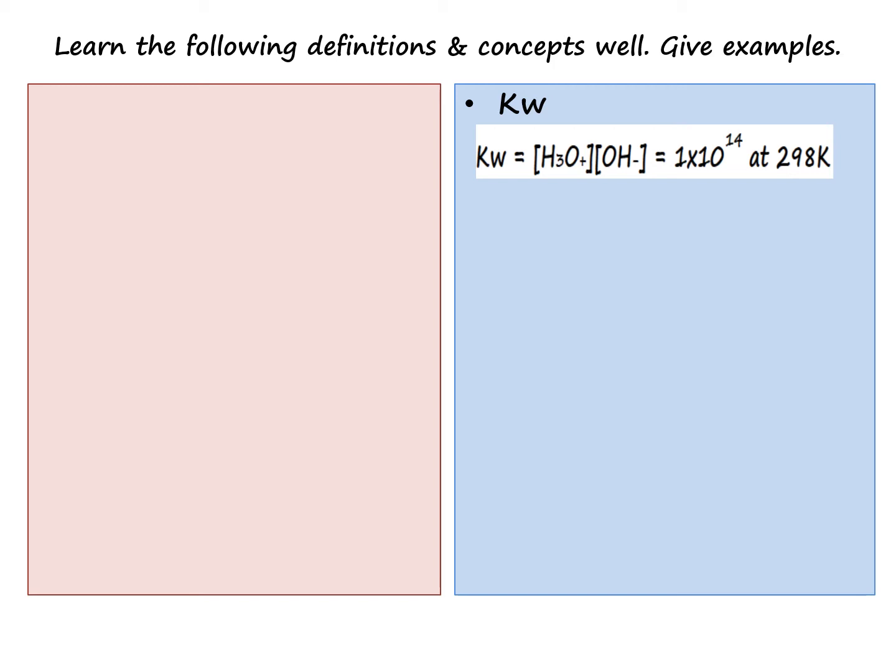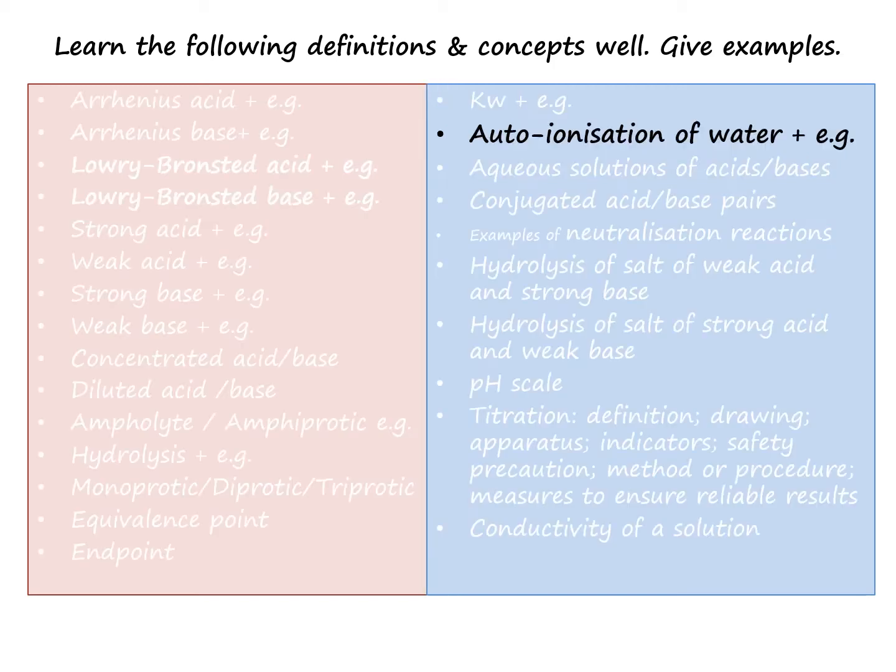Remember that square brackets indicate concentration. So in other words, we can say Kw equals the concentration of hydronium ions multiplied by the concentration of hydroxide ions, which is equal to 1 times 10 to the power -14.